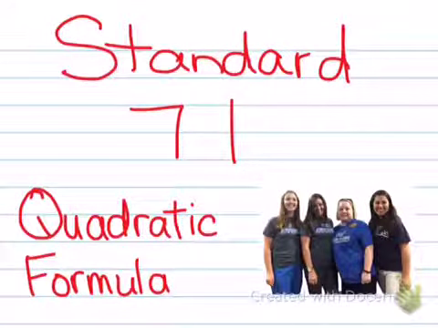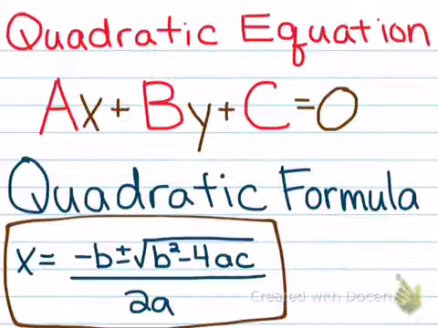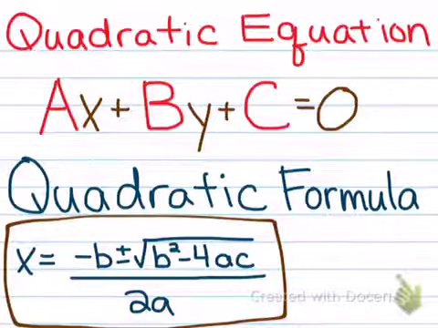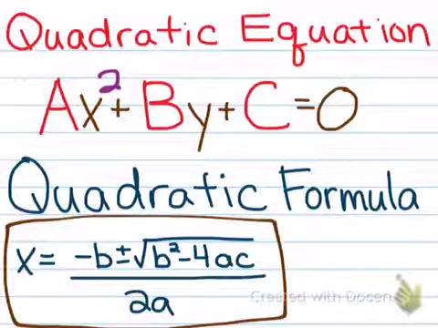Standard 71 is using the quadratic formula to solve a quadratic. The quadratic equation is important to write down: ax squared plus bx plus c equals 0. And the quadratic formula is super important to write down.